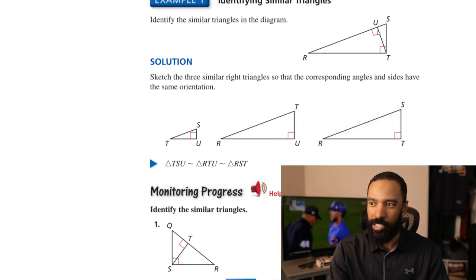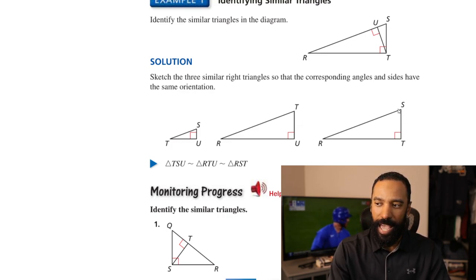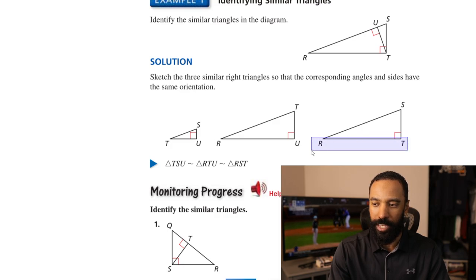Now, UT is the short leg. So UT is in correspondence with TS right here, the TS that we have there. It's smaller. It's not congruent, but it's in correspondence. It's the short leg. And the long leg, UR, corresponds with the long leg here, TR. So you can see that those are corresponding.